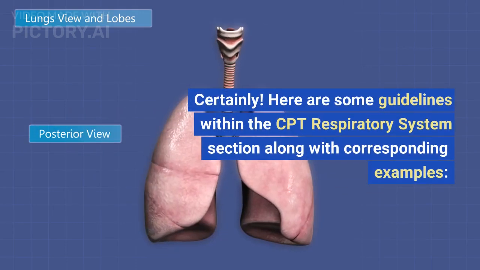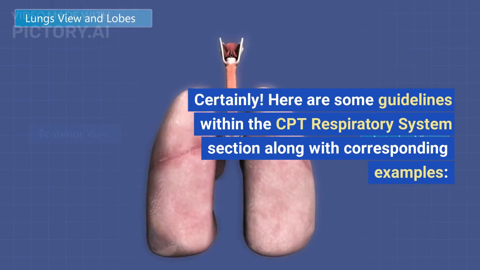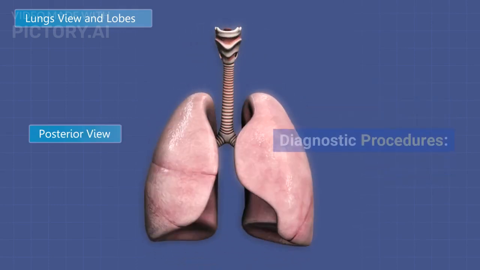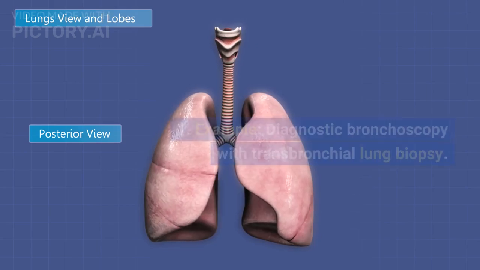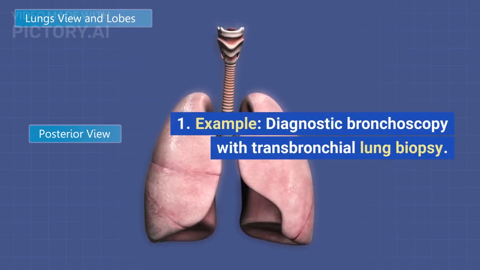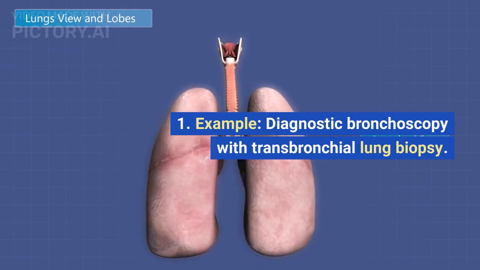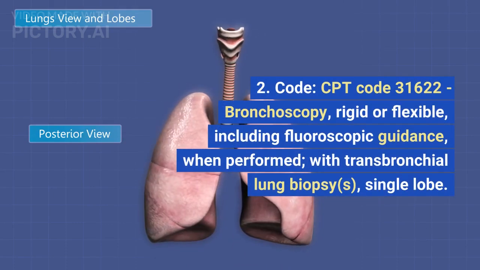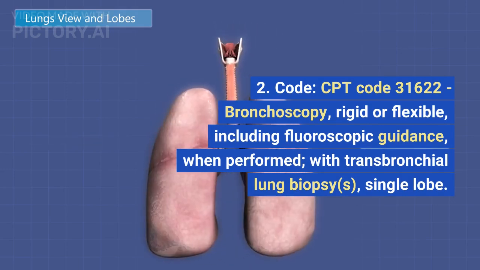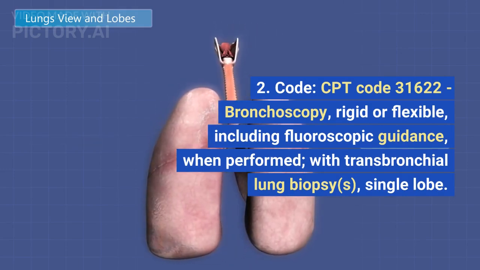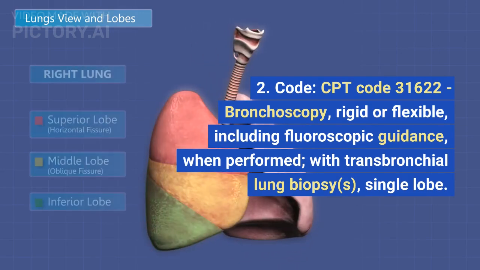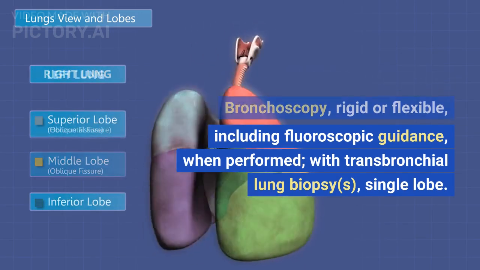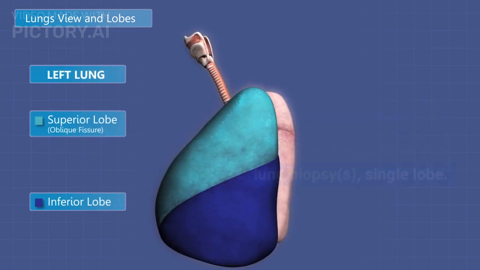Certainly, here are some guidelines within the CPT Respiratory System section along with corresponding examples. Diagnostic procedures. 1. Example: diagnostic bronchoscopy with transbronchial lung biopsy. 2. Code: CPT code 31622 bronchoscopy, rigid or flexible, including fluoroscopic guidance, when performed, with transbronchial lung biopsies, single lobe.